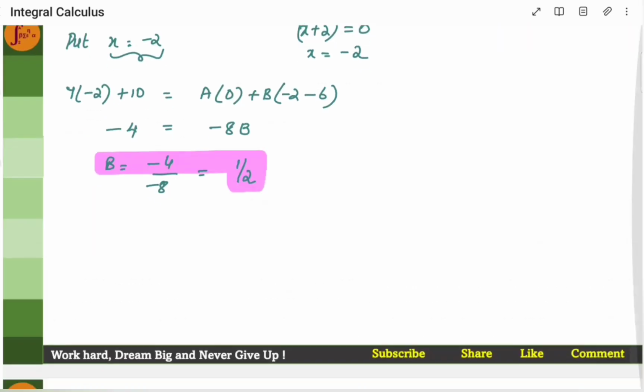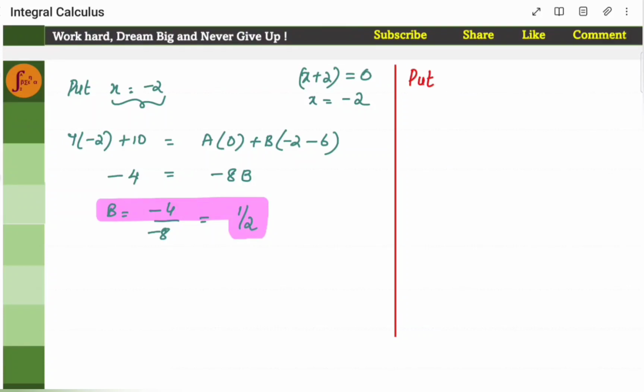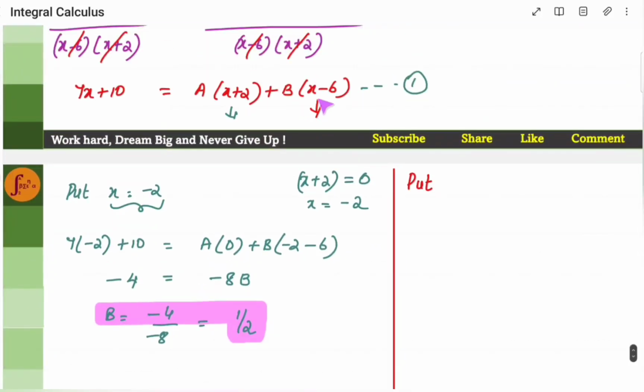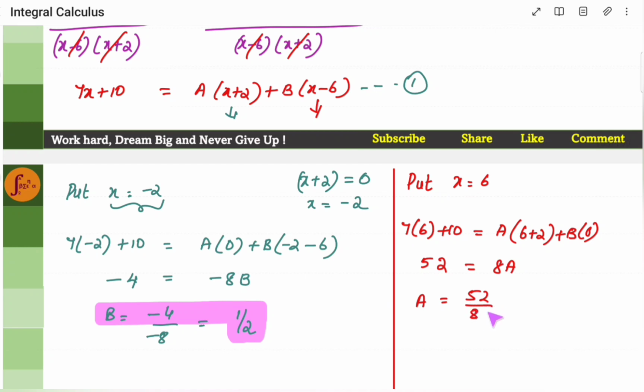Now we'll find a. What we'll do is put x is equal to 6. So I'll get 7 into 6 plus 10 is equal to a into 6 plus 2 plus b into 0. So 8a is equal to 52. Therefore a is equal to 52 by 8, which is 13 by 2. a is equal to 13 by 2.